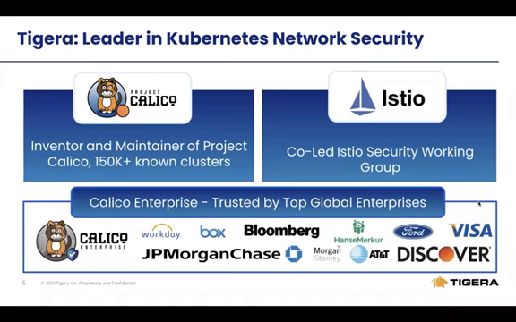Now, a quick overview of Tigera itself. Tigera is the company behind Calico. We invented and maintain Project Calico. We also contribute to the Istio security working group, and even helped drive some of the spec for the Kubernetes CNI spec from the early days and the newer version of that. Now, Calico Enterprise is the enterprise version that builds upon the power of open source and provides an extensive set of features and functionalities to address enterprise use cases.